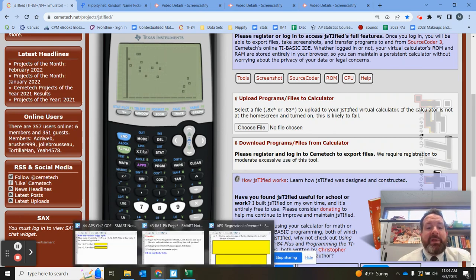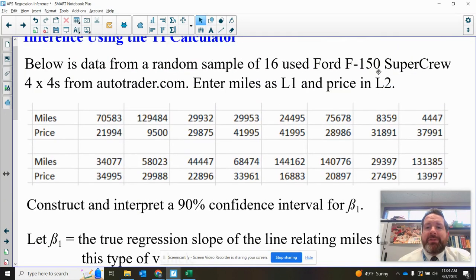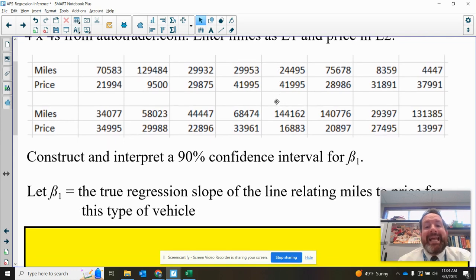Next, the I. Are we independent? Well, we looked at 16 vehicles. We have to be able to assume it's reasonable there are at least 160 that are for sale. I think that's going to be reasonable because we don't really have a choice otherwise. I don't know how many Ford F-150 Super Crew 4x4s there are out there, but let's assume there's at least 160.